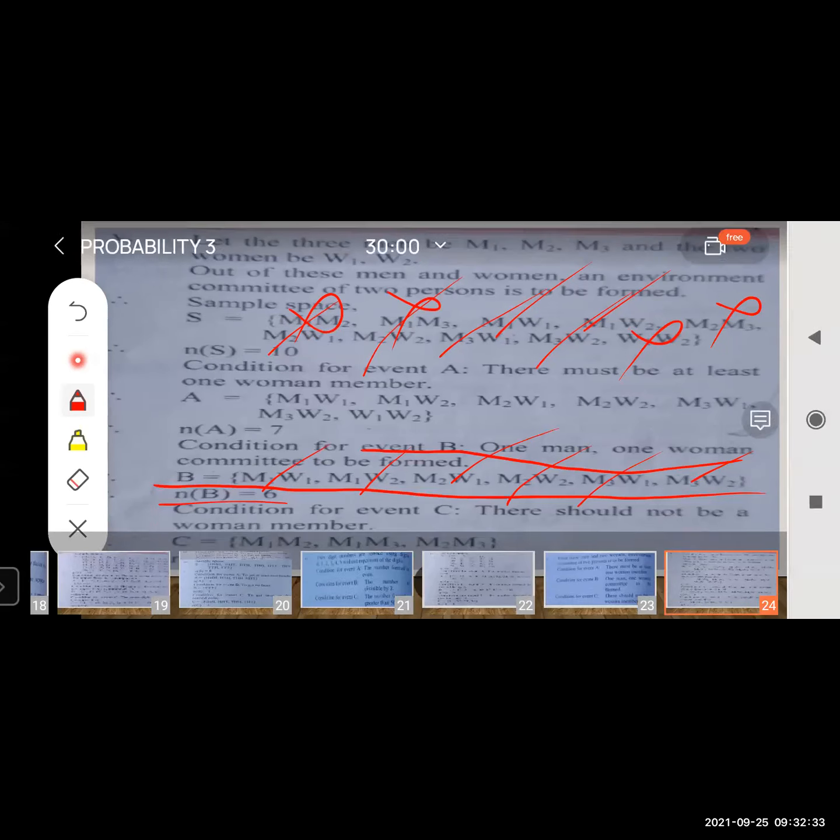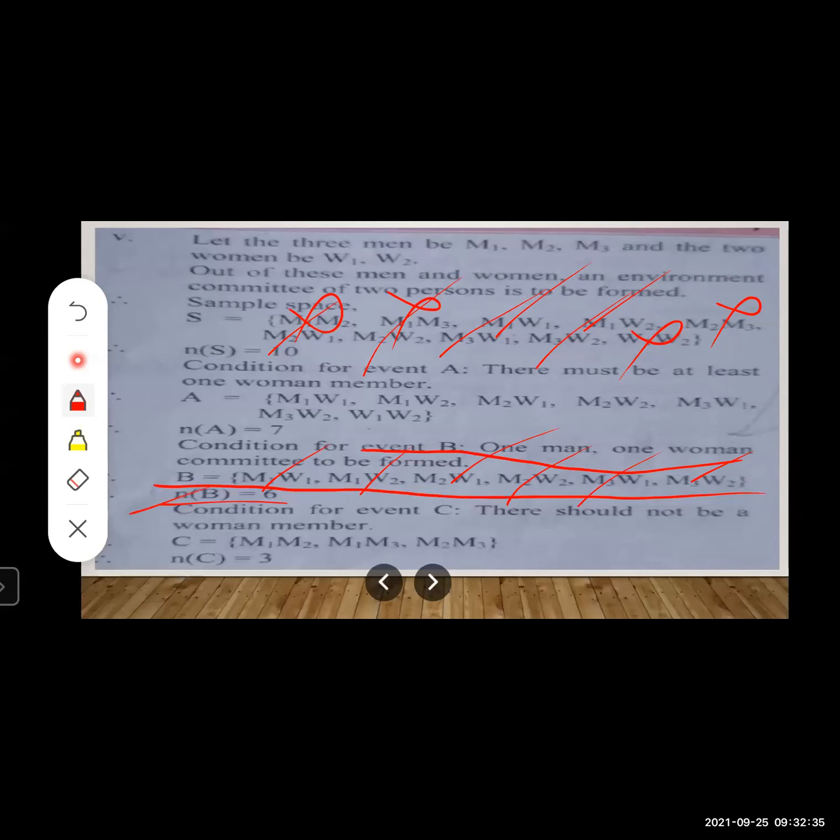What is the next condition given over here? The condition for event C is given as there should not be a woman member. Now again, we are going to form a committee of 2 members, right? We want a committee of only 2 members. And what is the condition given over here? We don't want a woman member, which means we want men only, right?